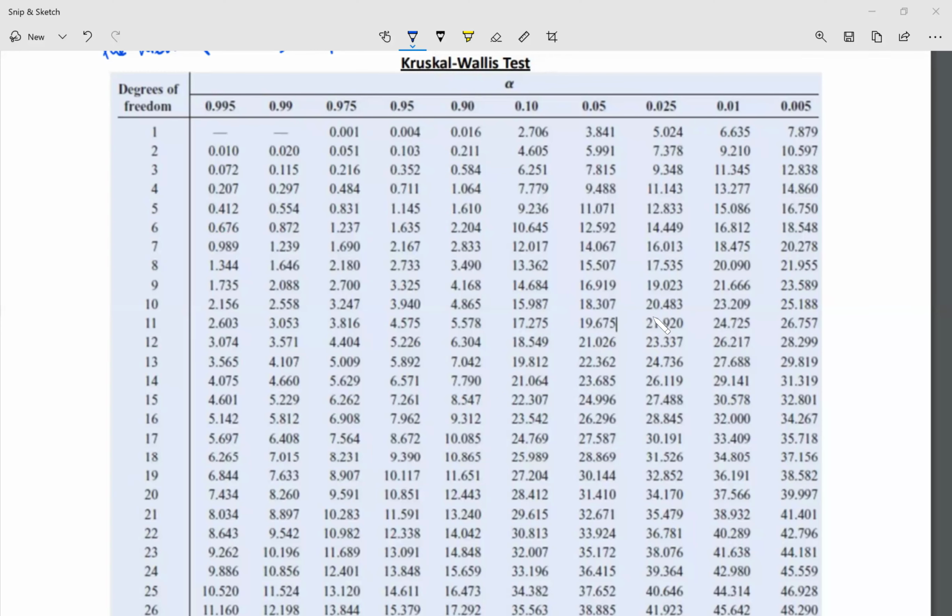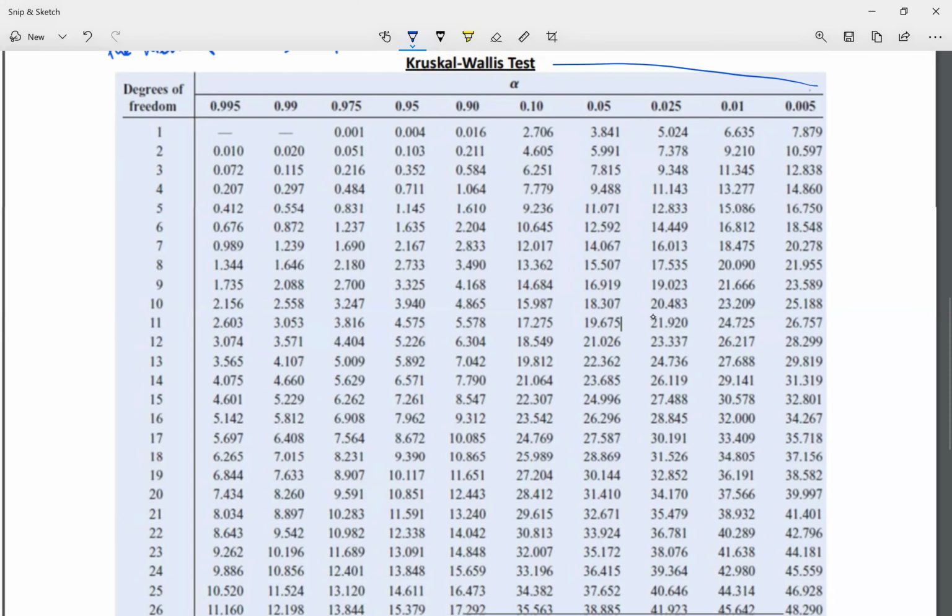Okay, for this last assignment for the unit, we're finishing this up. We're going to use the Kruskal test. Now here we have a table. Notice on the top are my alpha. So I'm going to ask you guys to test according to an alpha.